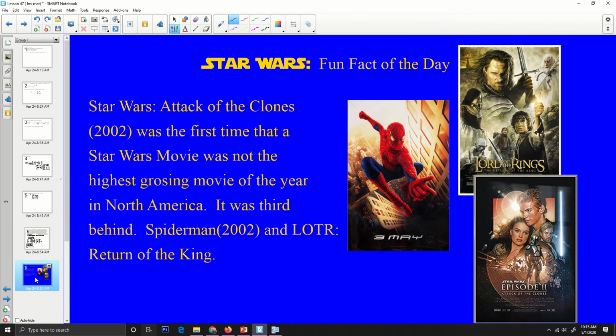So, the Star Wars fun fact of the day: Star Wars Attack of the Clones, which was in 2002, was the first time that a Star Wars movie was not the highest grossing movie of the year. It's not the last time it happened. Just think about Solo. It lost money. It was actually third that year behind both Lord of the Rings and Spider-Man, the Tobey Maguire 2002 movie.